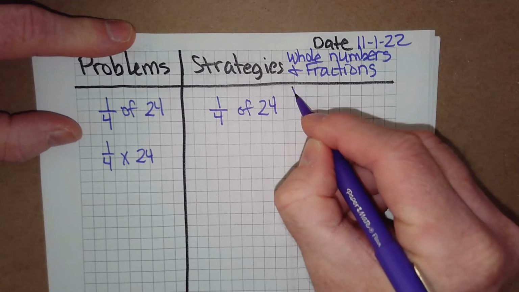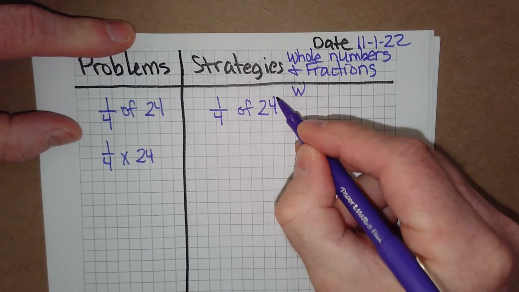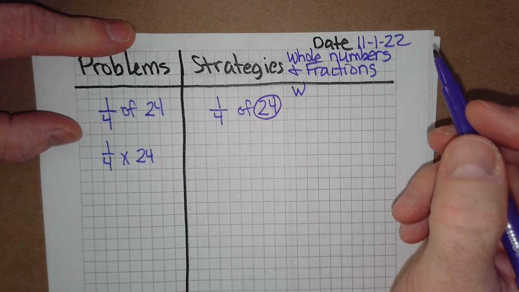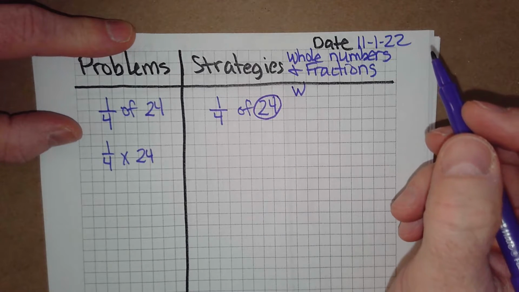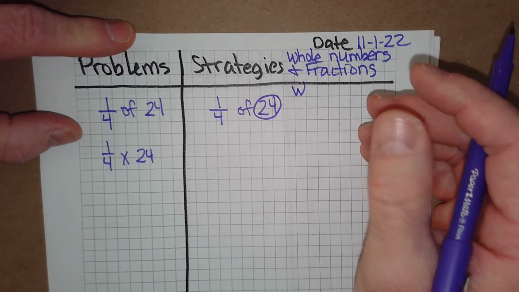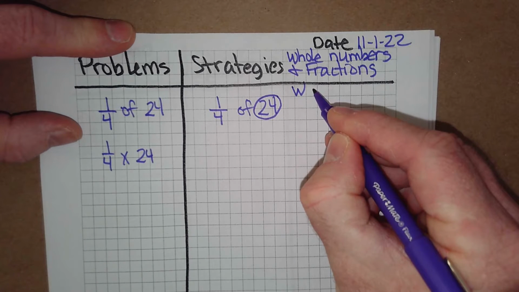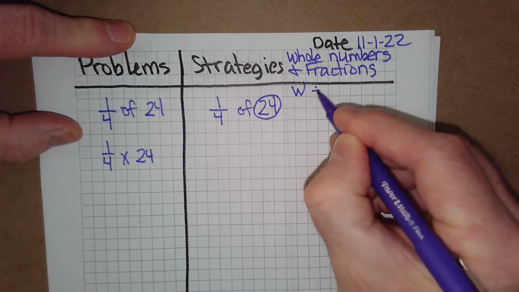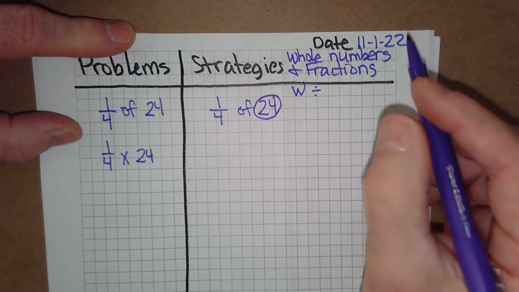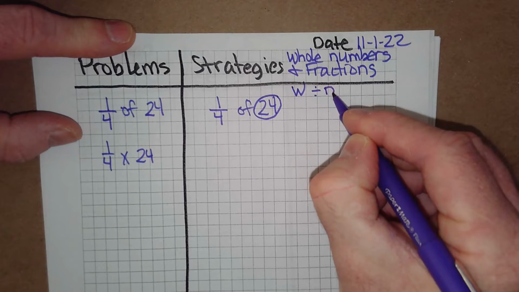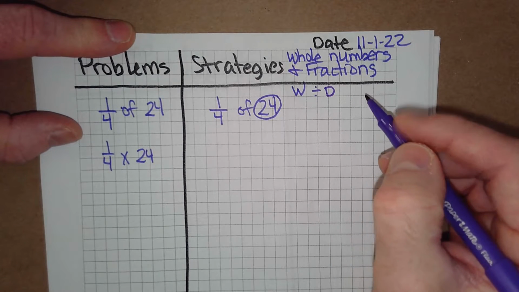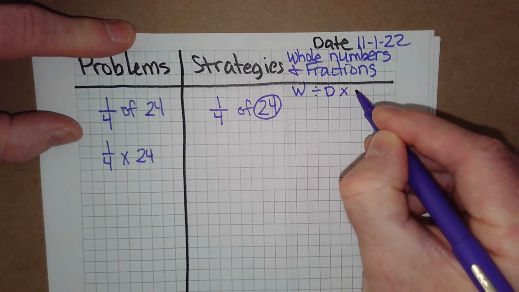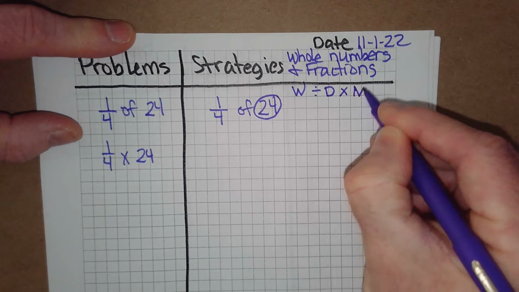Close. Whole number. We always start with our whole number. We have 24 grapes, and we're trying to put them into 1/4 of a group, or put them into groups. Whole number? 24. Divided by what? 4. The denominator, and then we're going to take that answer and do what with it? Multiply by 1, the numerator.